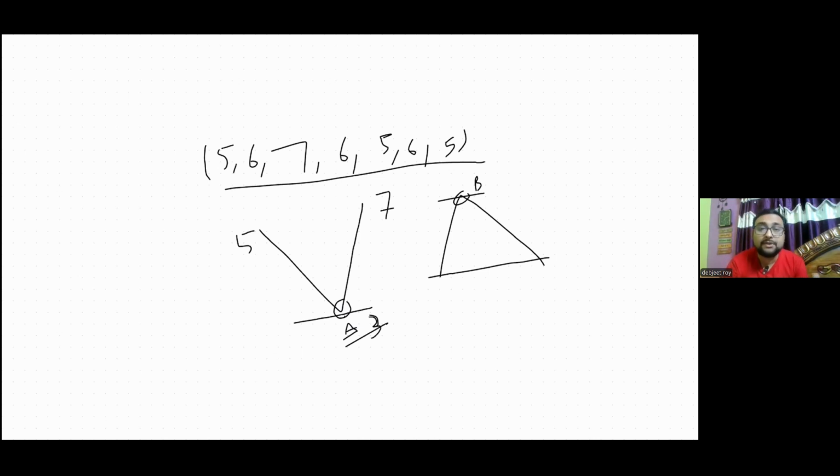Then for a hill, the scenario is just the opposite. Let's suppose I consider one side as 3 and the other as 2. How can I make sure this is a hill? For it to be a hill, point B should be greater than 3 and 2. Let's suppose it is 5. Now this becomes a hill. So 5, 3, 7 becomes a valley, and 3, 5, 2 becomes a hill.